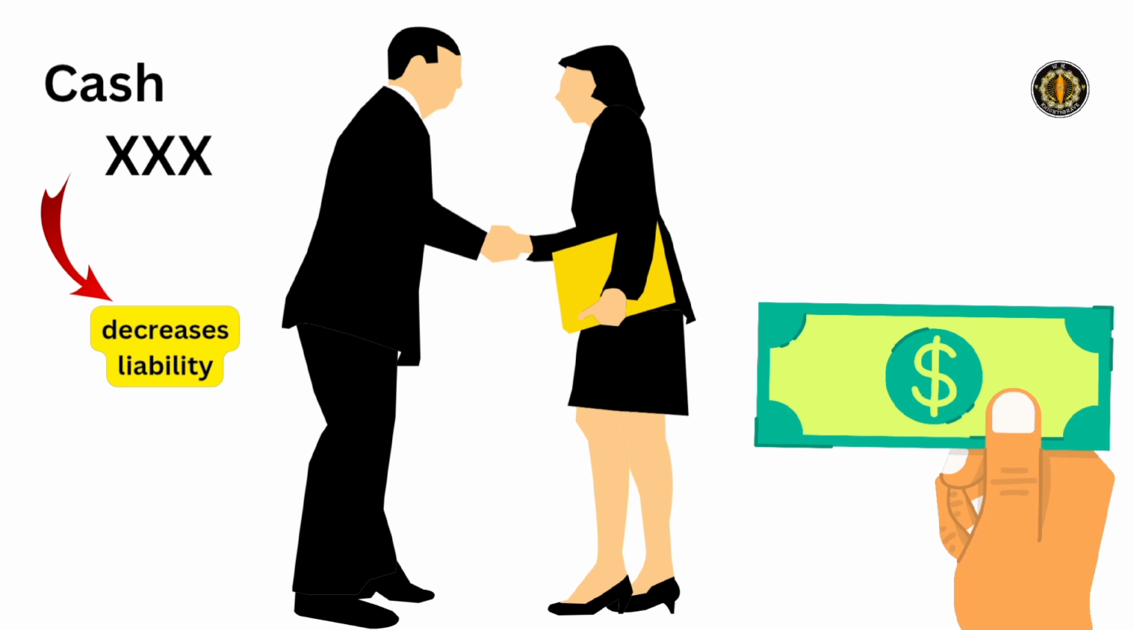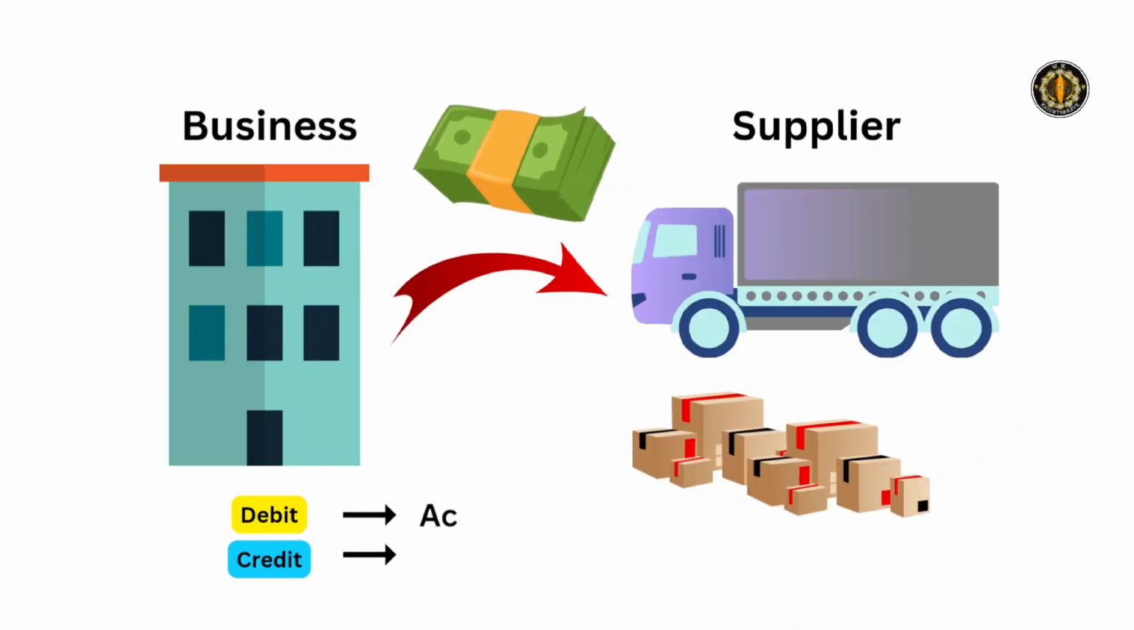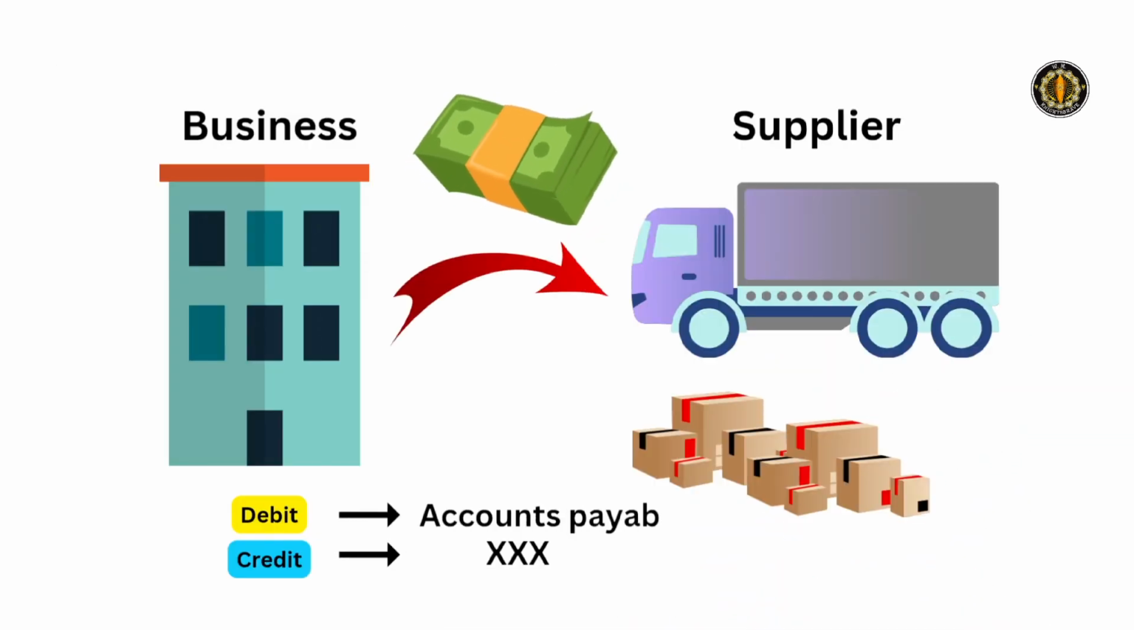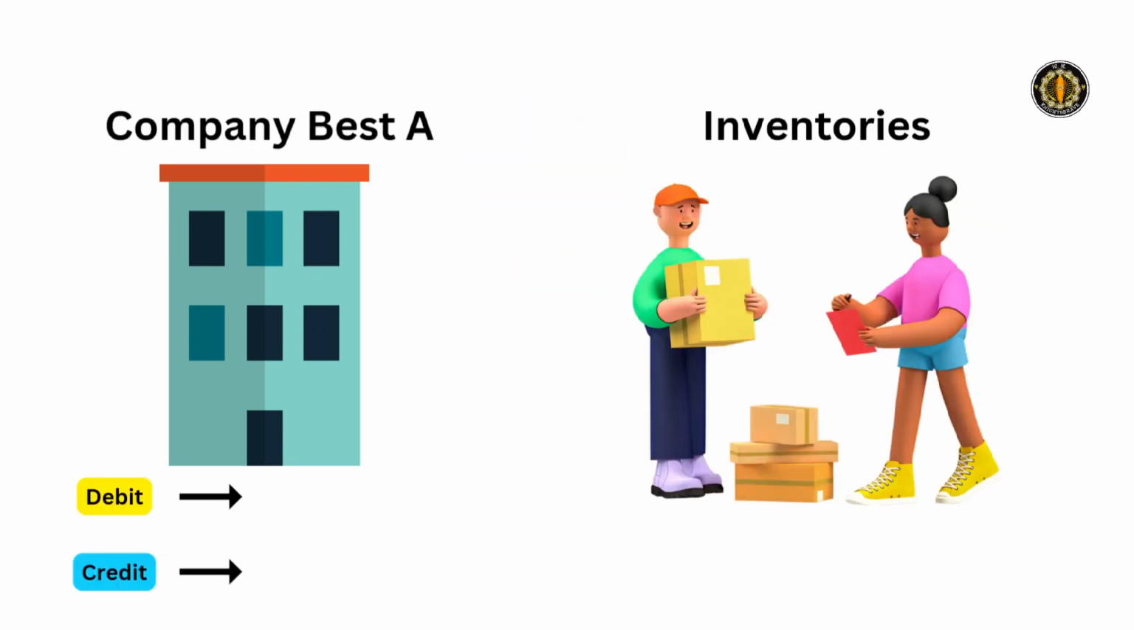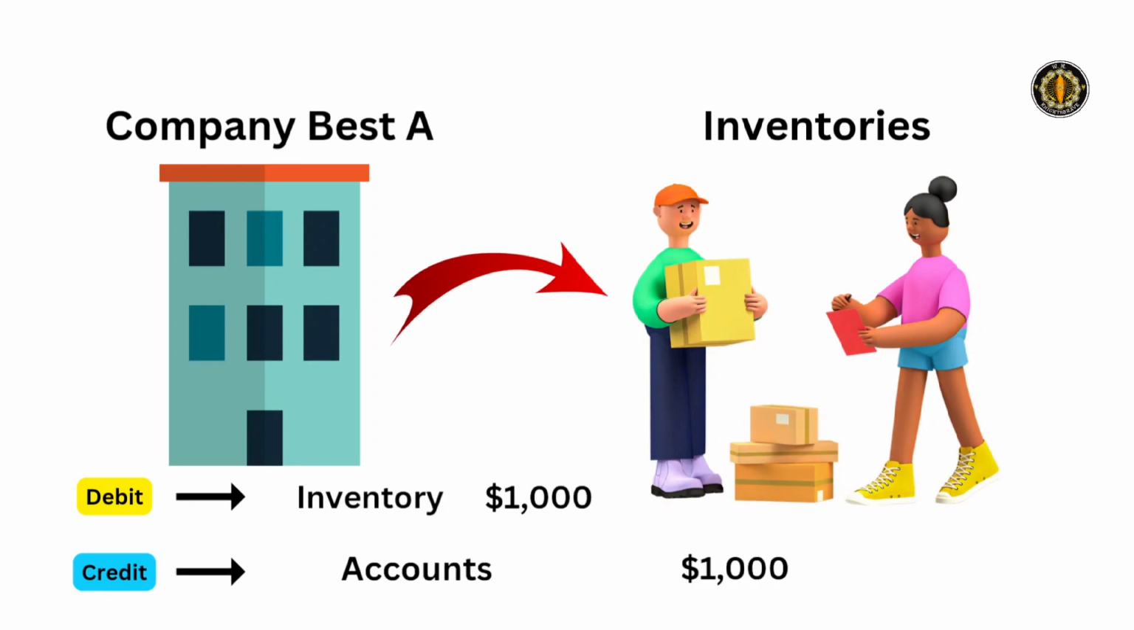But it decreases liabilities. Debits are used to decrease liabilities like accounts payable. If a company pays off a supplier, it debits the accounts payable account. Example. Imagine a company buys $1,000 worth of inventory on credit. The entry would be, debit inventory $1,000, thus increasing the asset. Then credit accounts payable $1,000, which increases the liability.